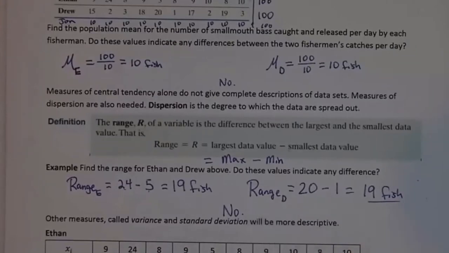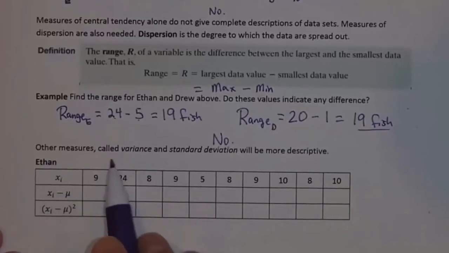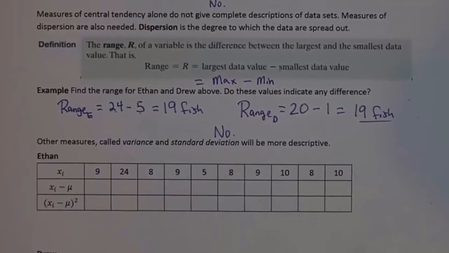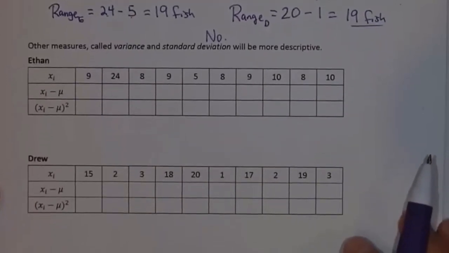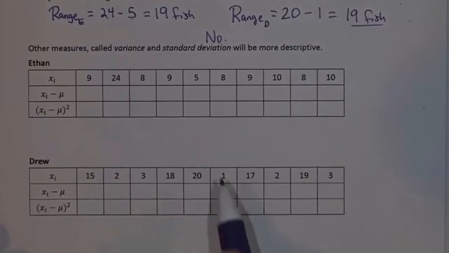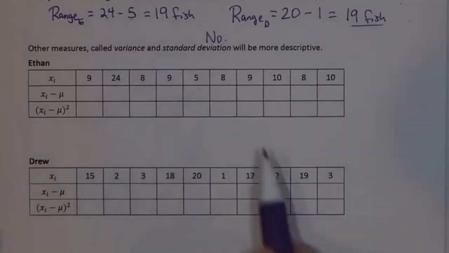So the range, easy to calculate, but it's not generally going to be effective for us because it is not resistant. So other measures called variance and standard deviation will be more descriptive. So I want to kind of explain how we go about calculating variance and standard deviation.